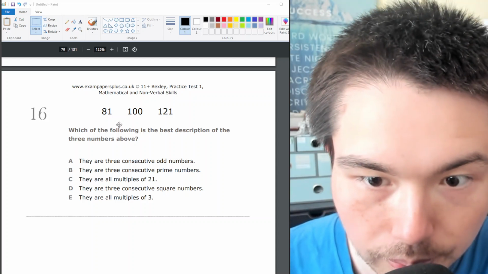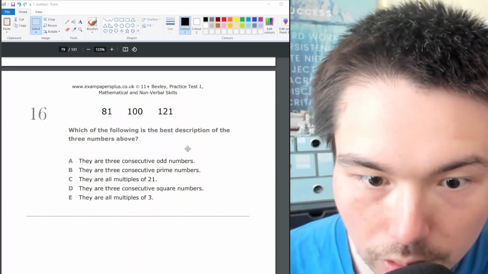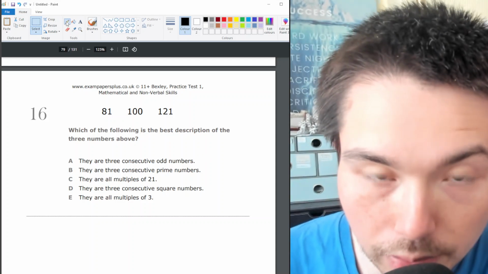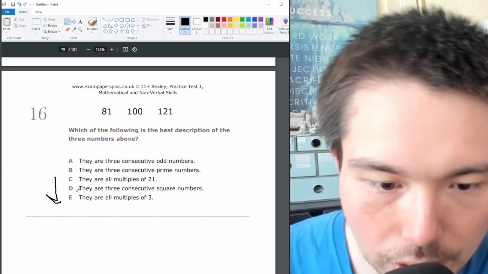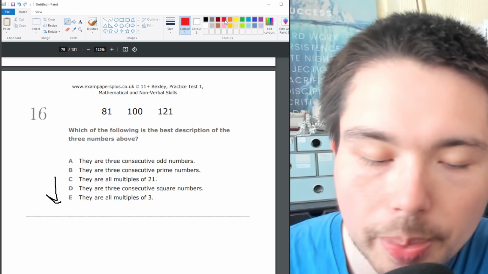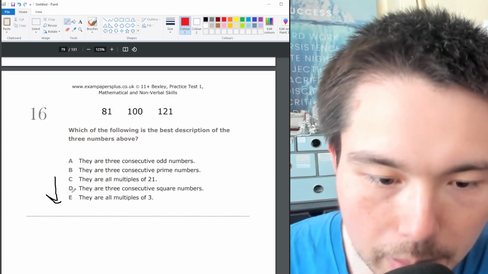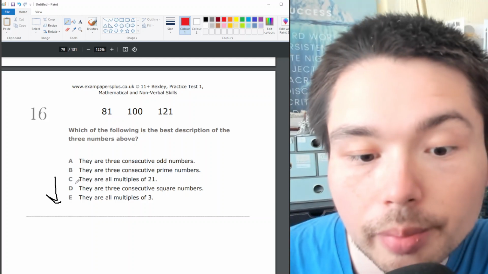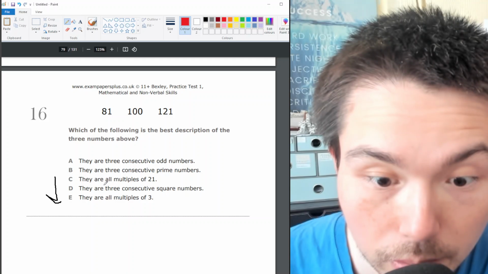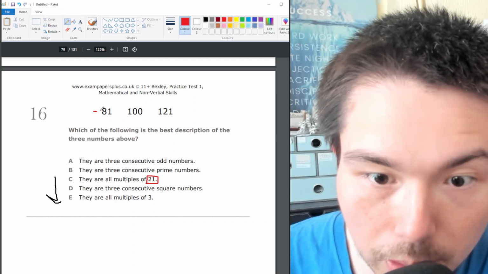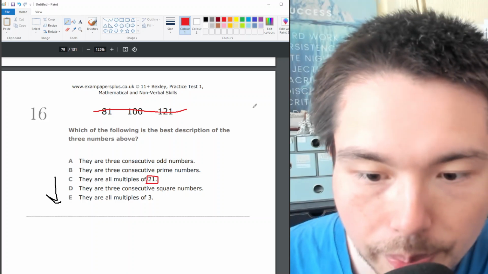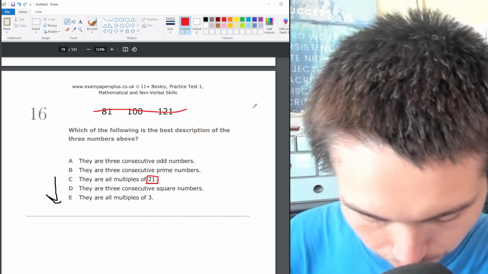Question 16. Which of the following is the best description of the three numbers above? Now, when we're checking, I tell my students you should check near the end. Check C, D, and E first. It might be one of them instead because the examiner wants you to do more work, to check more. They are all multiples of 21. That just means in 21 times table. That's the cool thing. None of them are in the 21 times table.